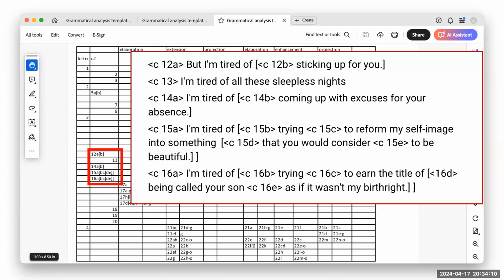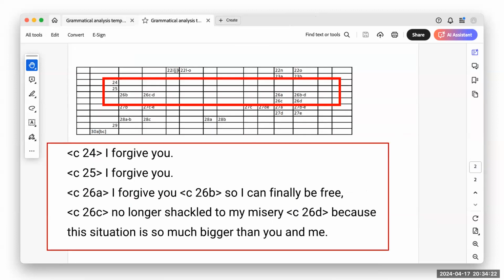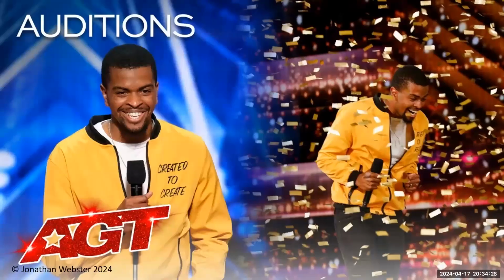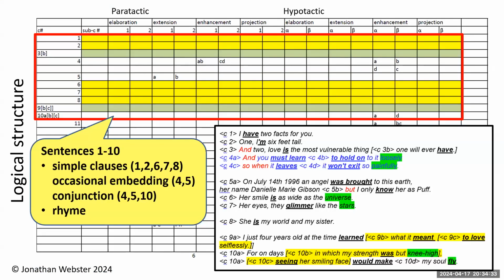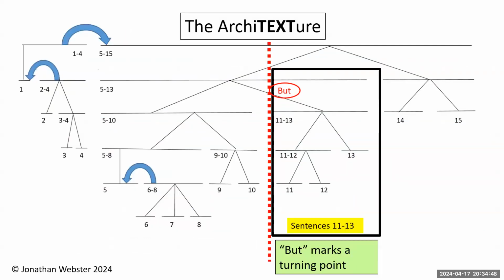You notice the repetition, I'm tired of, I'm tired of, I'm tired of. Well, obviously that's a pattern that one could not ignore. And we see, I forgive you, I forgive you. We compared that with another of his spoken performances. This was his first. And we noticed that the beginning of this particular poem begins with basically simple clauses. And then we have a turning point, which is signaled by but.